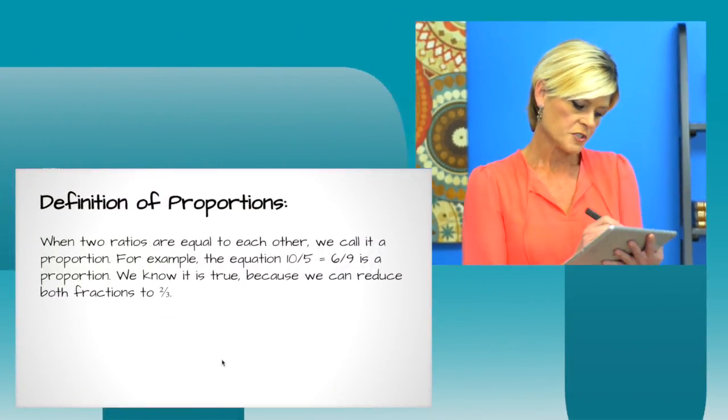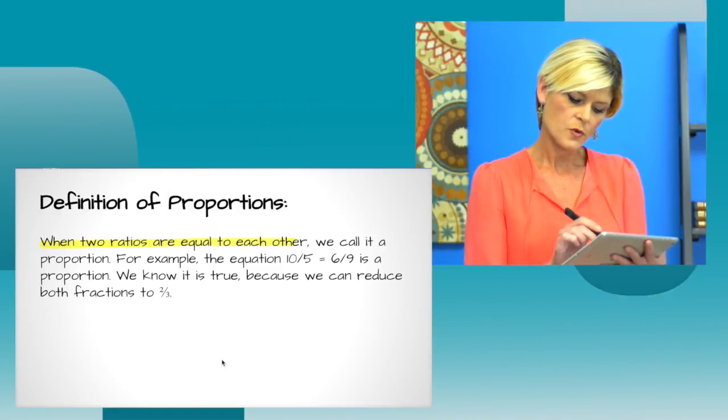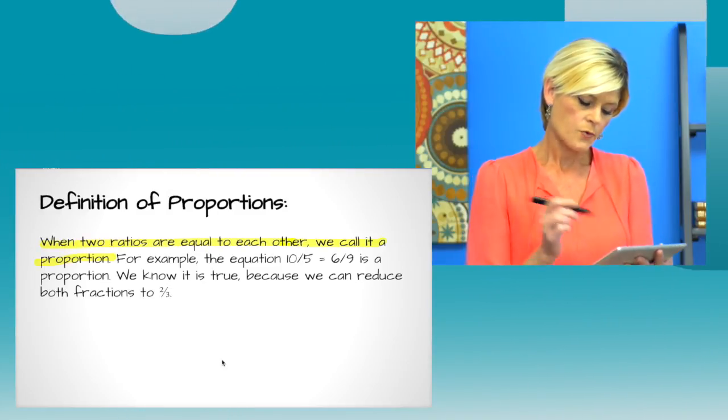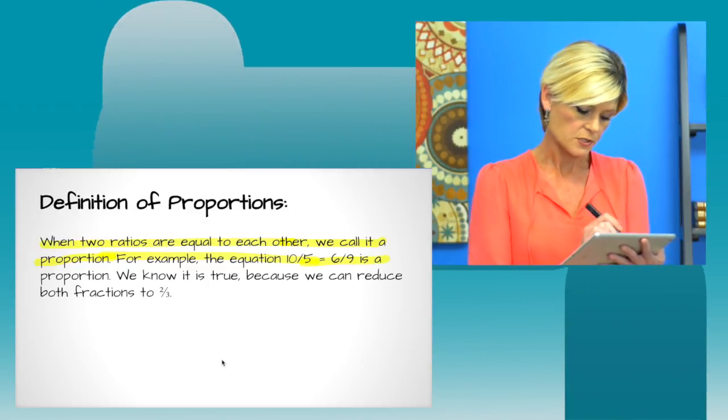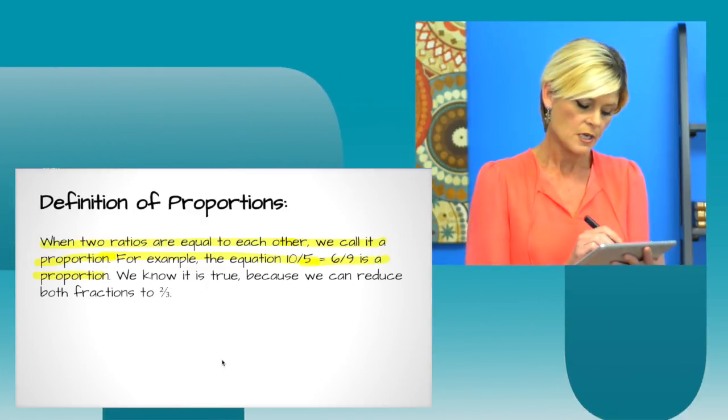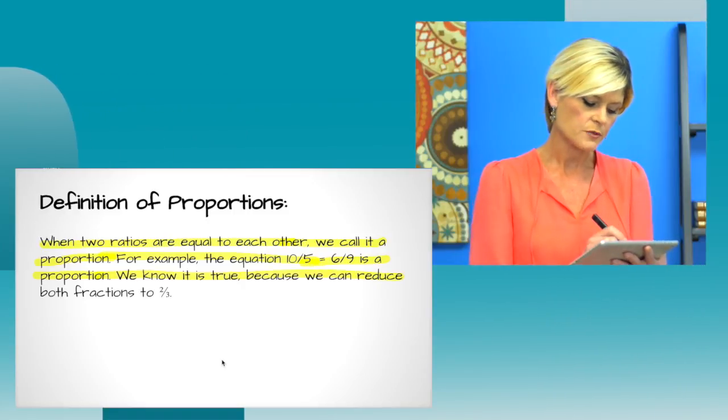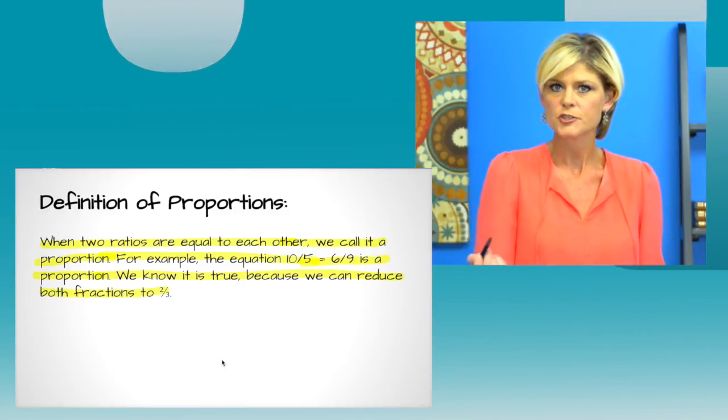All right, so let's start out with the definition of proportions. When two ratios are equal to each other, we call it a proportion. For example, the equation 10 to 5 equals 6 to 9, or 6 over 9, it's a proportion. And we know this is true because we can reduce both fractions to 2 over 3.